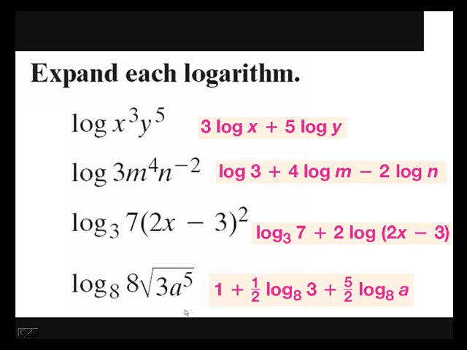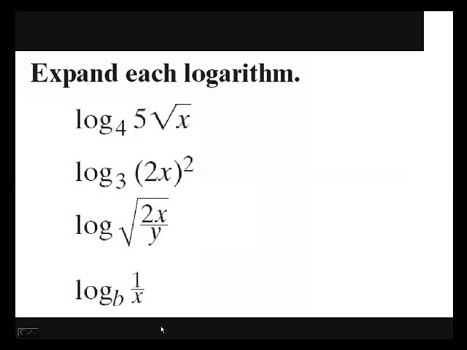And finally, the last one. Log base 8 of 8 is 1, so that's why that says a 1. And then we've got a 1/2 power going on here. Log base 8 of 3 plus 5 halves, because we've got a to the 5 over 2, log base 8 of a. That's a tricky one.